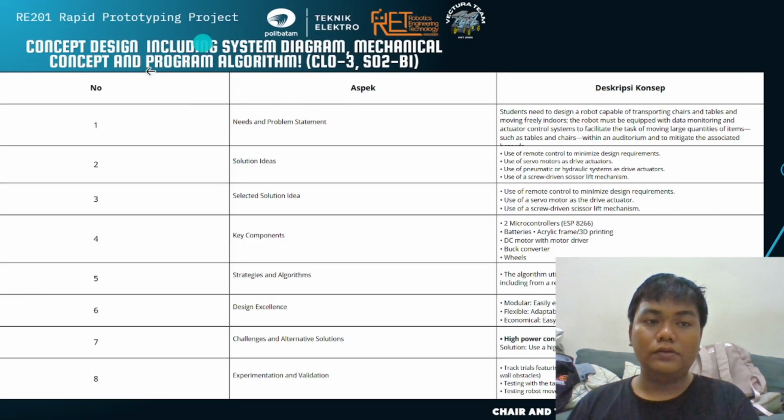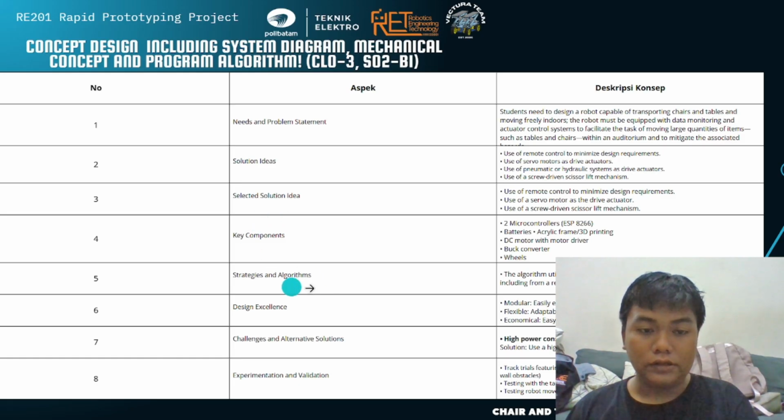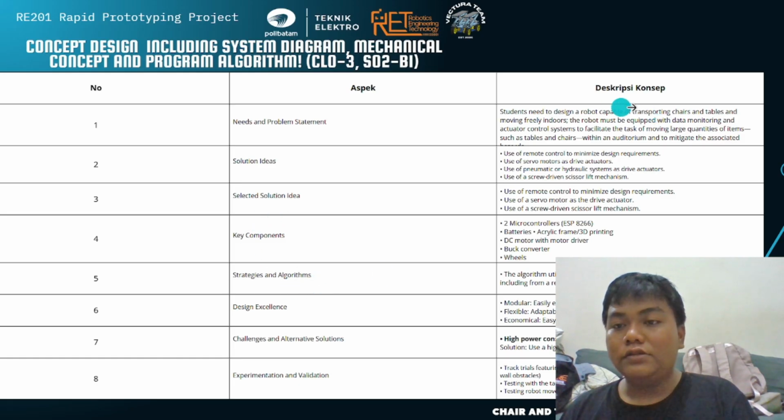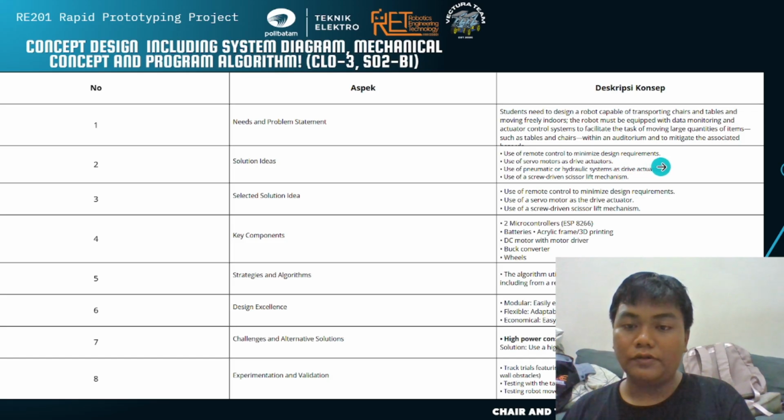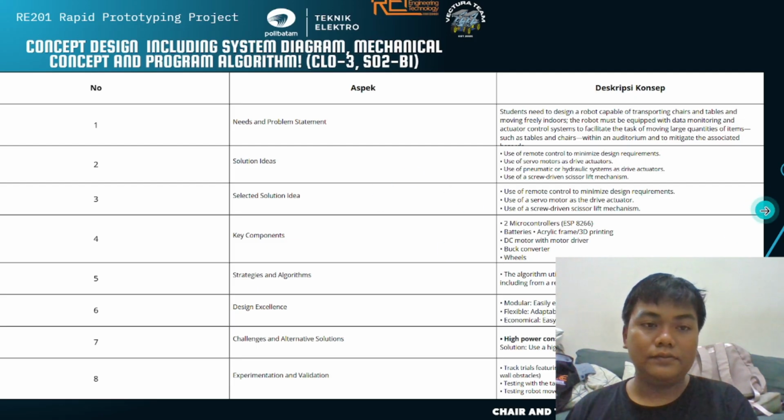Concept design includes the system diagram, mechanical concept, and program algorithm. The aspects are the need and problem statement, solution ideas, selection of solution ideas, game components, strategies, and algorithm, and a description of the concept. Students need to design a robot capable of transporting their table, moving indoors, using a remote control, with the algorithm displayed for mobile-based control.